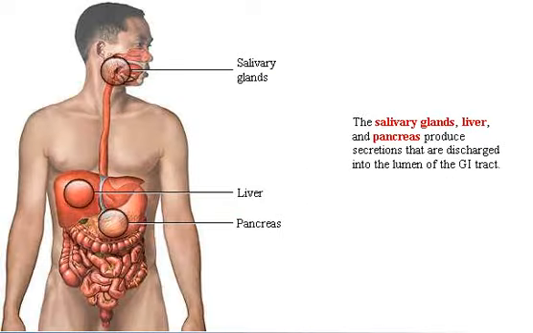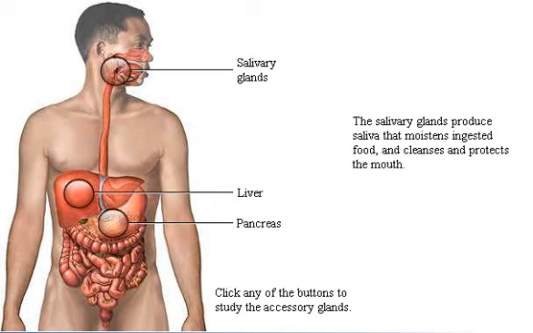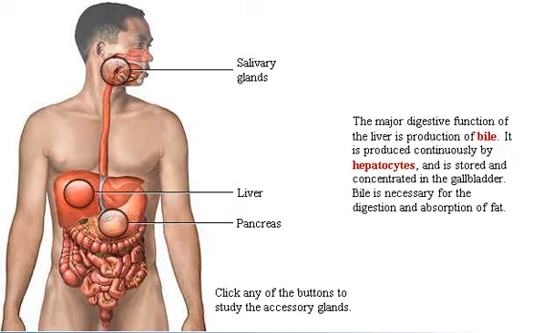The salivary glands, liver and pancreas produce secretions that are discharged into the lumen of the GI tract. Click any of the buttons to study the accessory glands. The salivary glands produce saliva that moistens ingested food and cleanses and protects the mouth. The major digestive function of the liver is production of bile. It is produced continuously by hepatocytes and is stored and concentrated in the gallbladder. Bile is necessary for the digestion and absorption of fat.